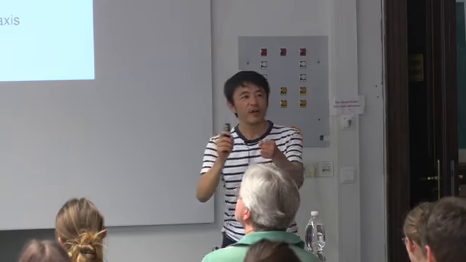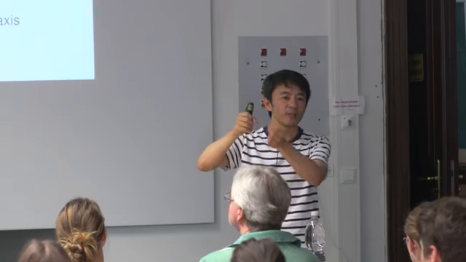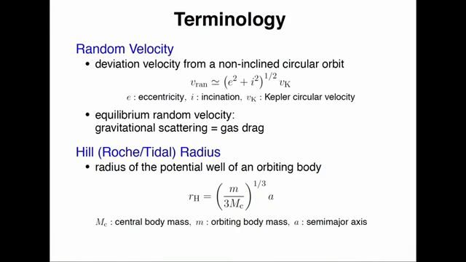This random velocity increases by gravitational scattering among planetesimals on average, right? During this growth of planetesimals, there's always some equilibrium random velocity where the effects of gravitational scattering, which increases the random velocity, and the gas drag, which damps the eccentricity and inclination, balance. Under this equilibrium random velocity, planetesimal accretion proceeds.